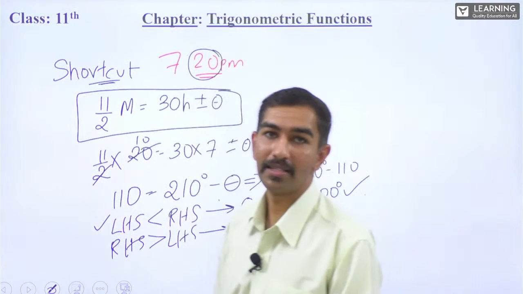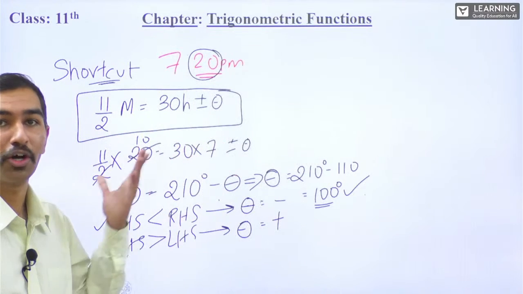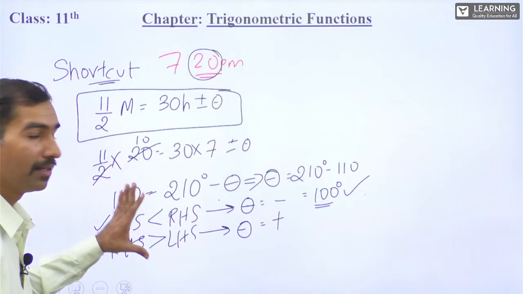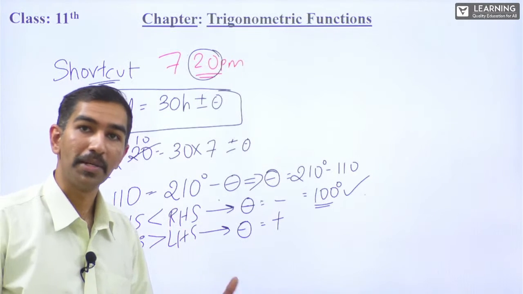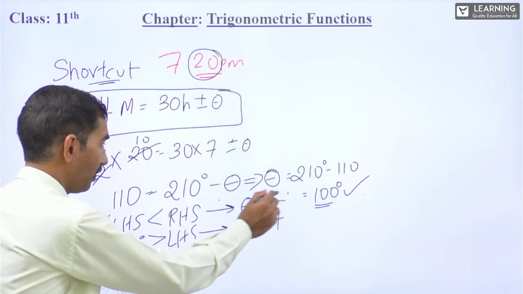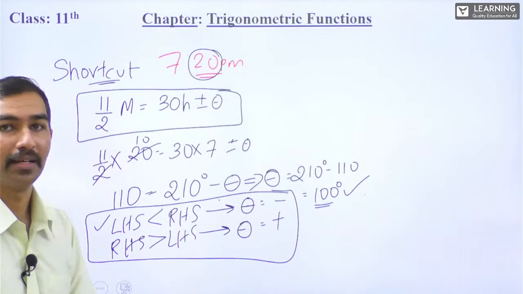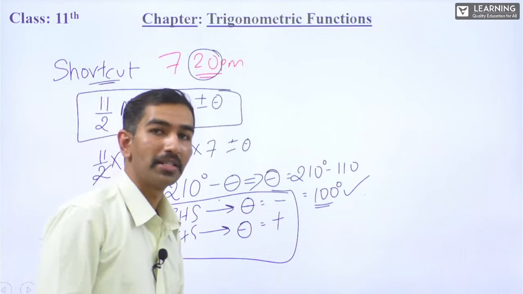How quickly we got the answer! Correct? So remember this formula, special formula. This is a shortcut to find out the angle between two hands of a clock, especially for that. The calculation becomes very simple, but you have to remember this point. Always theta must be positive. Theta cannot be negative, the angle between two hands of a clock.